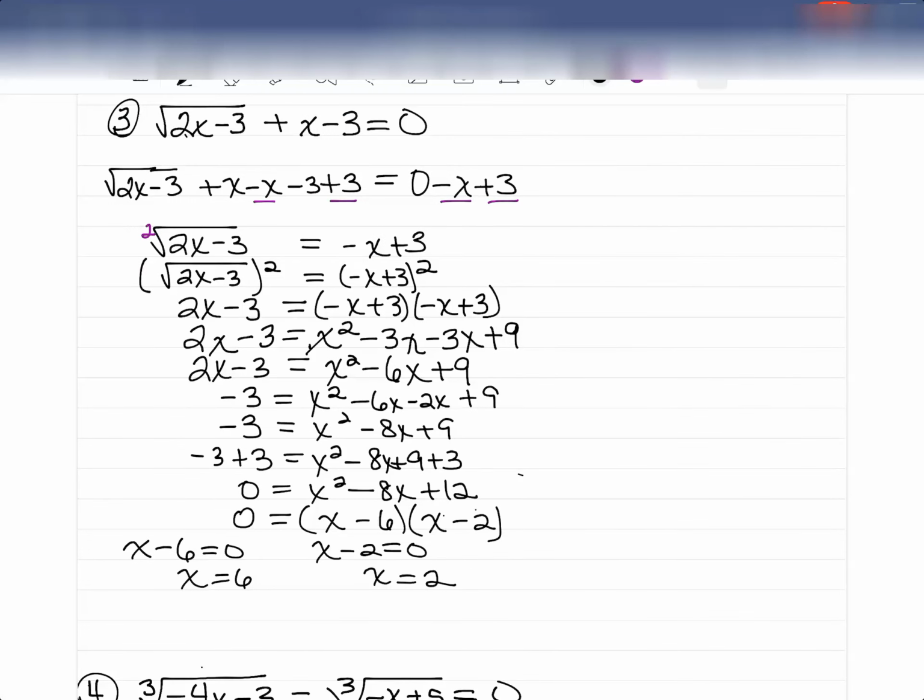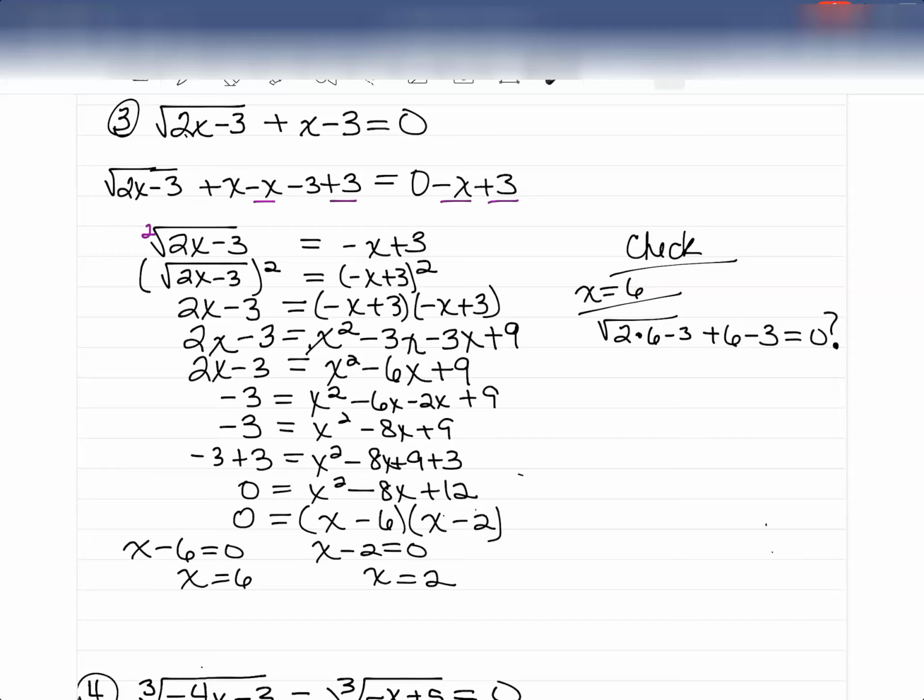I will have to check. Let's come on the other side and do our check. When I check my x equals 6, I have the square root of 2 times 6 minus 3 plus 6 minus 3, and I'm seeing if that's equal to 0. So I've taken the 6 and I plugged it in for x in the original equation.